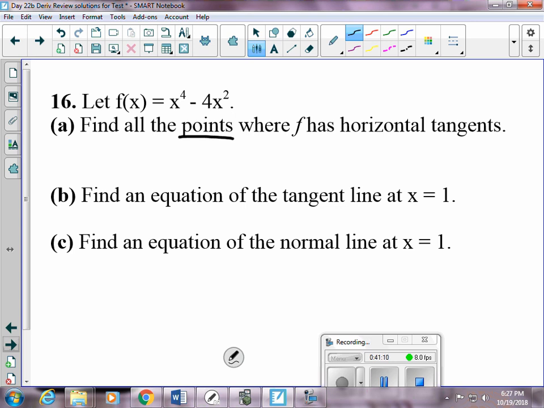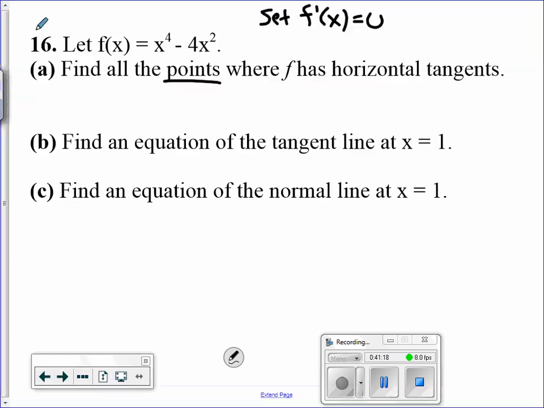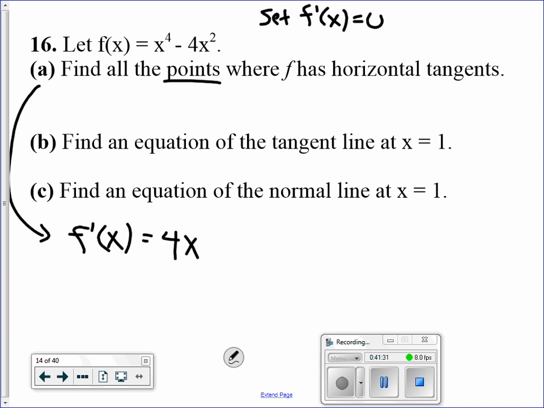All right, so you're looking for horizontal tangents. You're going to set the derivative equal to 0, and then you're going to solve for x. Okay, so the derivative, I think I'm going to do my work down here so I have more room. So the derivative, f prime of x, is equal to 4x cubed minus 8x. So we have to set the derivative equal to 0 and solve.